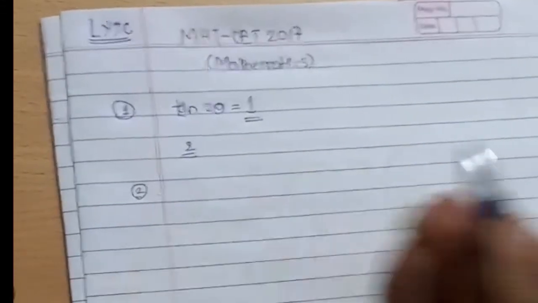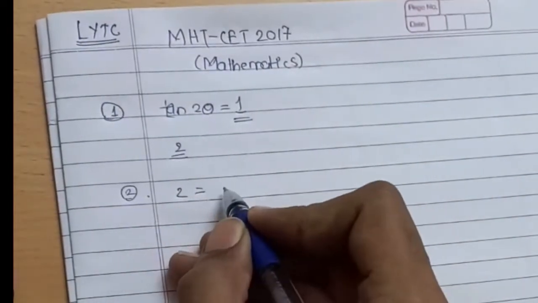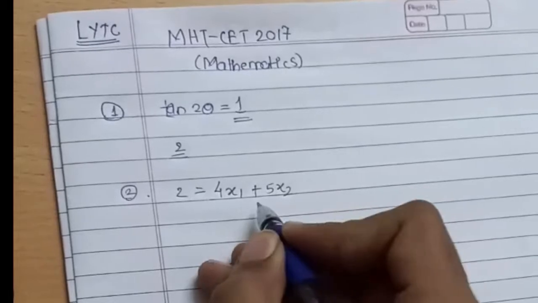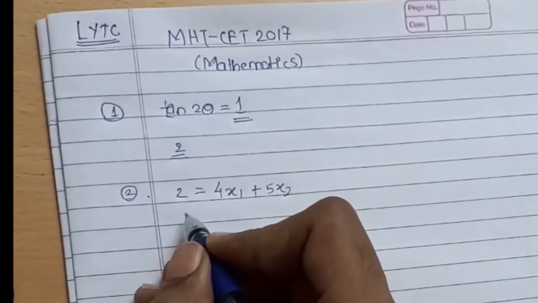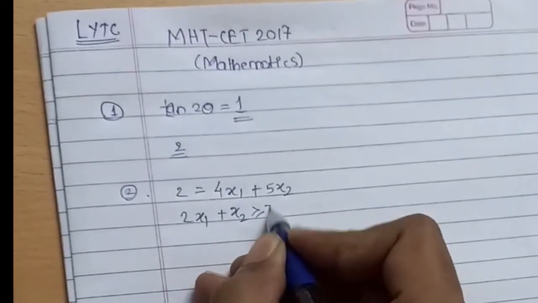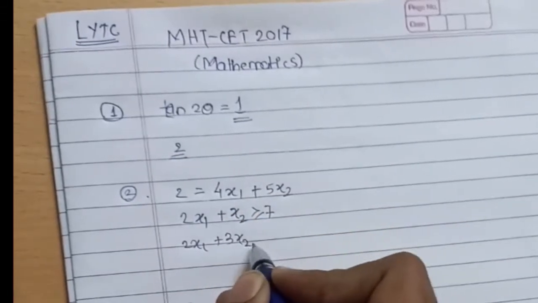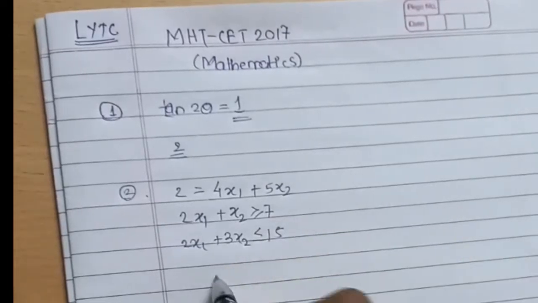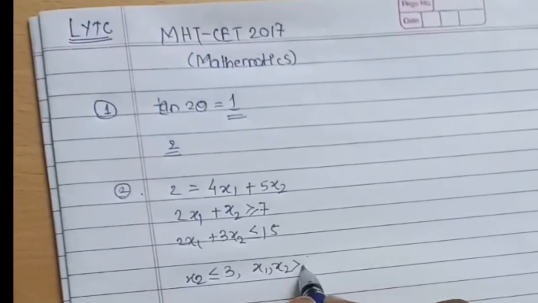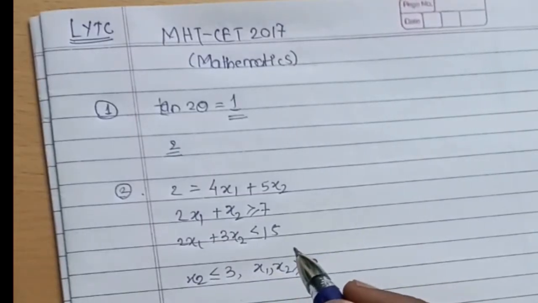Okay, next is the second one, which is the objective function. We are given the objective function z = 4x1 + 5x2, subject to 2x1 + x2 ≥ 7 and 2x1 + 3x2 ≤ 15. Also we are given x2 ≤ 3 and x1, x2 ≥ 0. It has the minimum value at a point, so we have to find the point at which it has a minimum value.